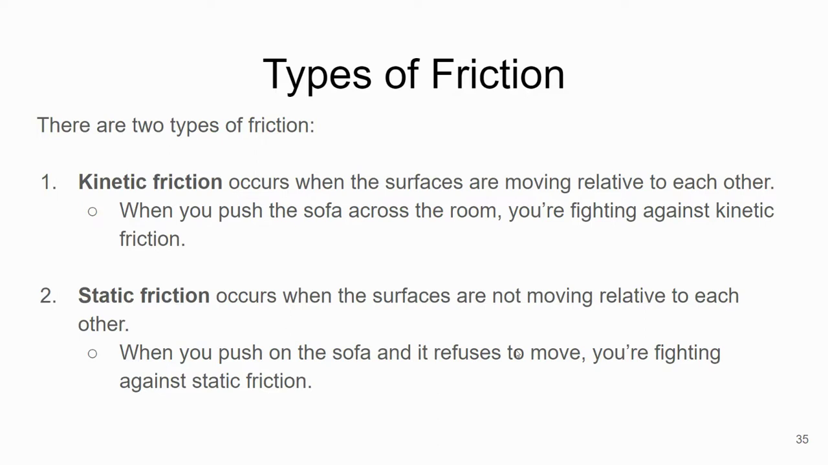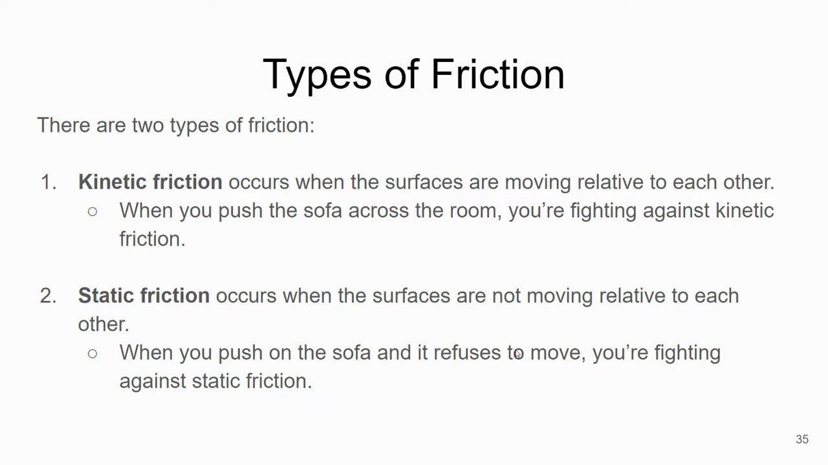Kinetic friction, this is when the surfaces are moving relative to each other. So if you slide your hands back and forth against each other to warm them up, well, it's friction going on that's warming them up. Another example, if you're pushing the sofa across the room successfully, meaning the sofa is moving, you're fighting against kinetic friction. The bottom of the sofa is moving relative to the surface of the floor. So you're dealing with kinetic friction because the two surfaces are moving.